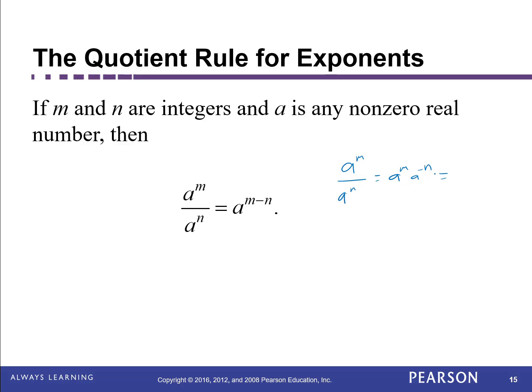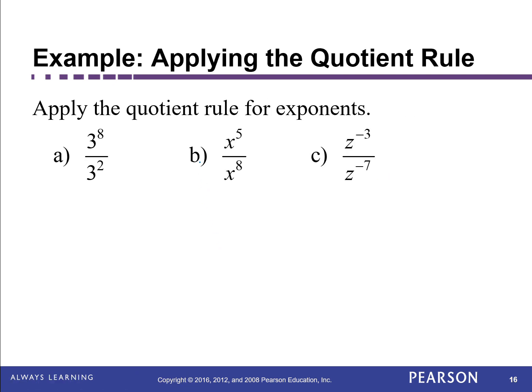And I could follow my multiplication rule, it just says I can add the exponents here. So I'm looking at a to the m plus negative n, which is essentially the same thing as a to the m minus n. And that's why this property holds. This is your quotient rule for exponents. It has to have the same base a, right? But if it does, I can just subtract the bottom number from the top number. Okay, so let's apply this quotient rule for exponents.